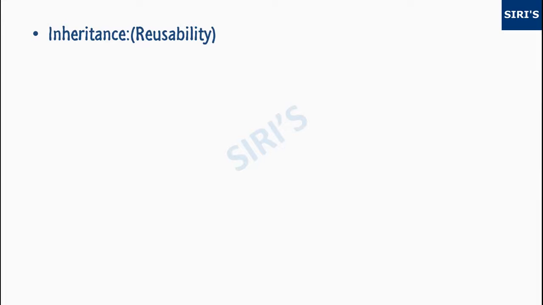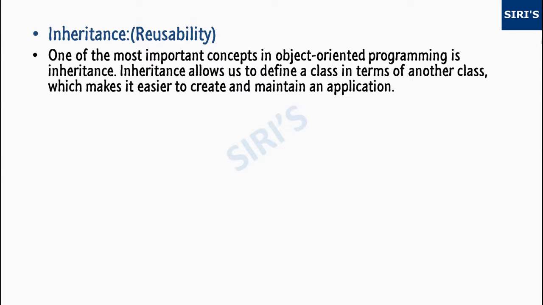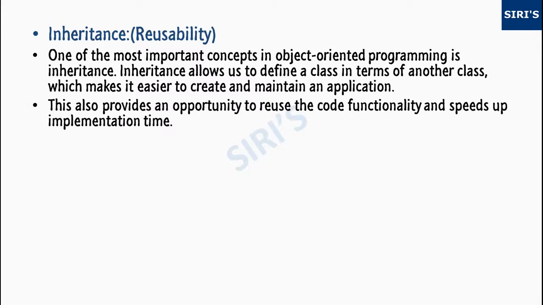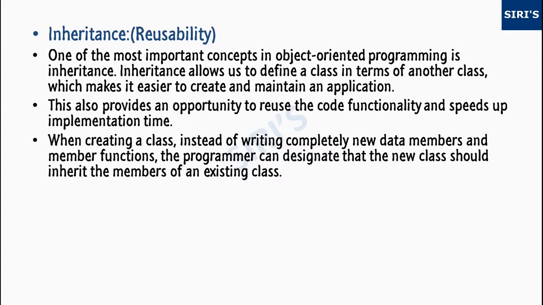Inheritance is also what we can call reusability. One of the most important concepts in object oriented programming is inheritance. Inheritance allows us to define a class in terms of another class, which makes it easier to create and maintain an application. This also provides an opportunity to reuse the code and functionality and speed up the implementation time.